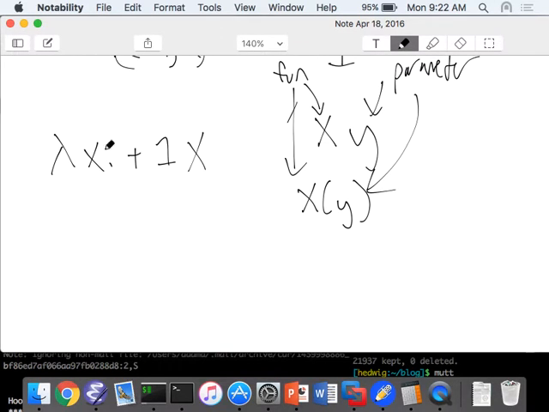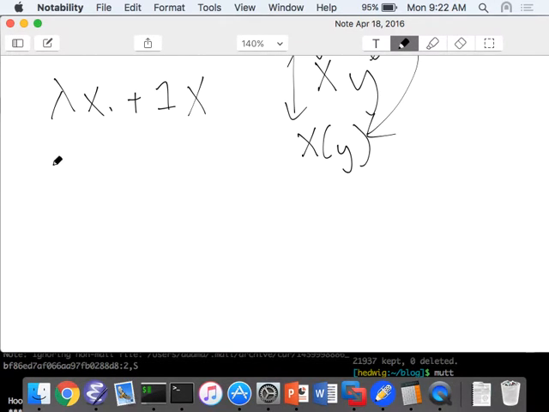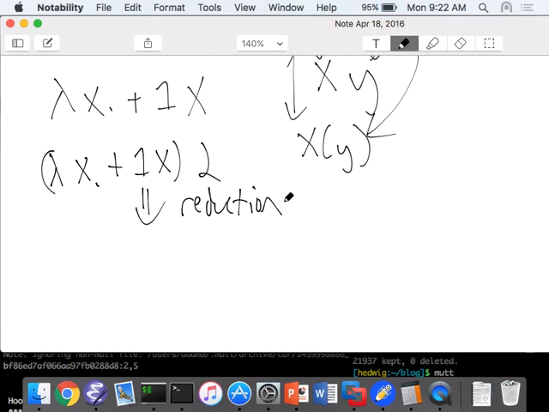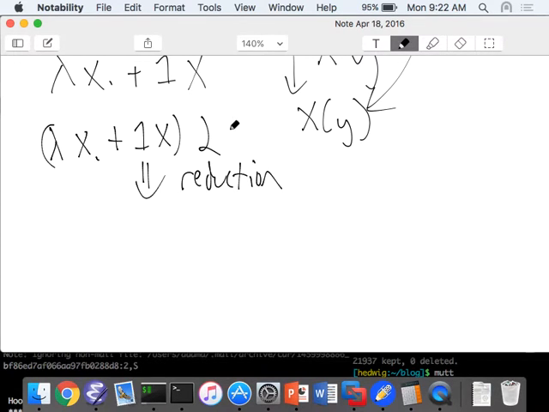So here we have our lambda x dot plus 1 x. If we want to apply this function to 2, I'm going to replace every x in the body of this abstraction with 2. By applying this, this is called a reduction in lambda calculus terms. So I'm basically applying this function. You can think about it as reducing this. I have two expressions here. When it returns, it's just going to be the body with x substituted with 2. So I'm going to get plus 1 2.